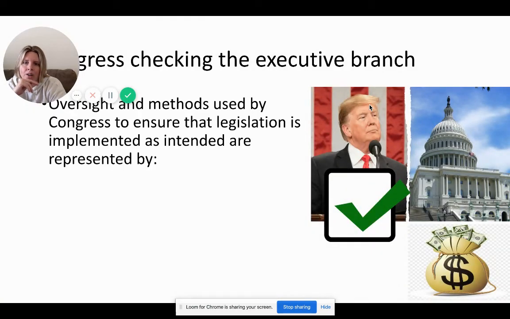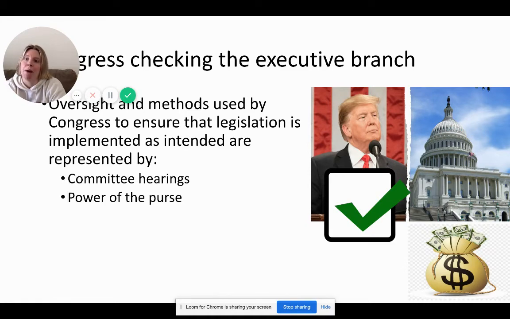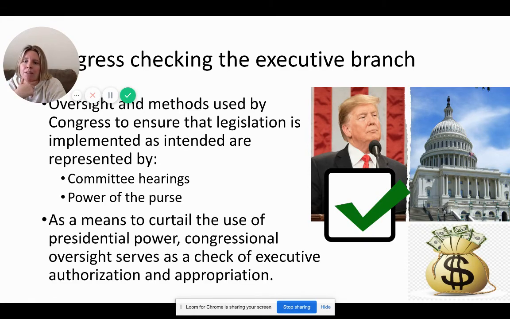So Congress can check the executive branch by using oversight, by doing committee hearings. They have the power of the purse because they control all the funding, basically. And that's how they can basically authorize spending and appropriation and stuff. So, for example, the president wants to build a wall, and actually we're dealing with some conflict around this because Congress didn't fund it. And so he started taking money from other areas that was allocated for other things.